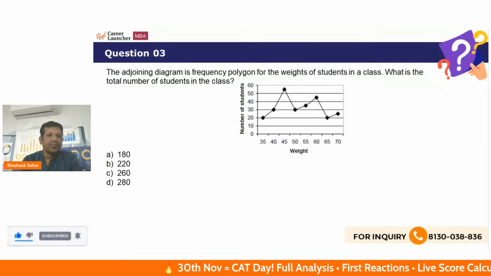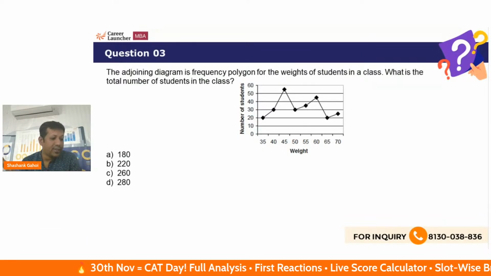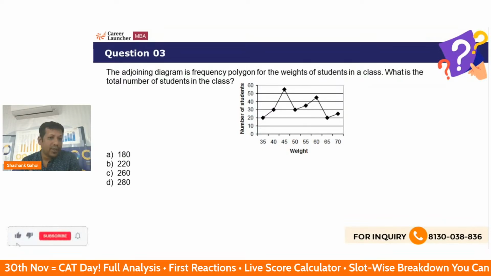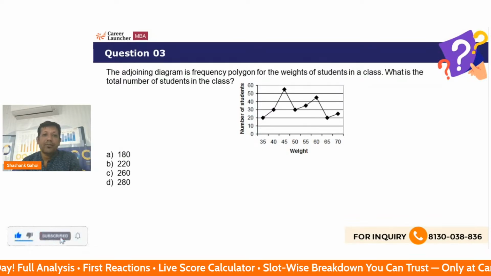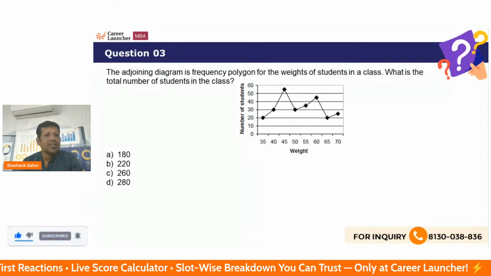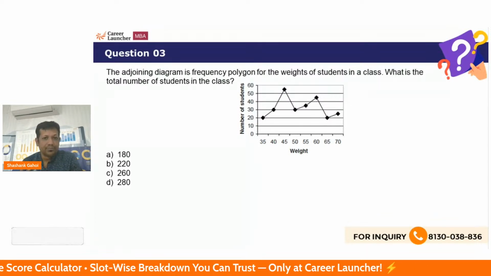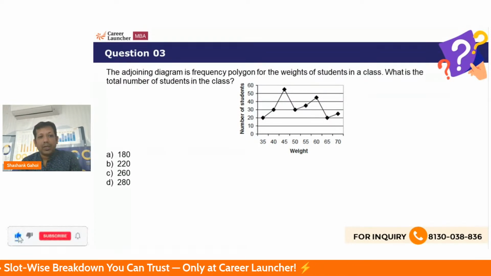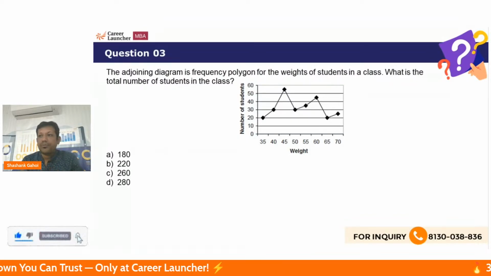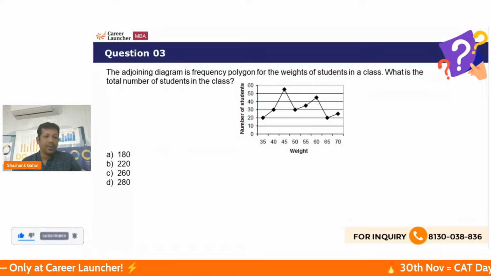Now, the next one, what does it say? The adjoining diagram is a frequency polygon for the weights of the students in a class. What is the total number of students in the class? Okay. So just read the question, think, then I'm going to explain what it is.